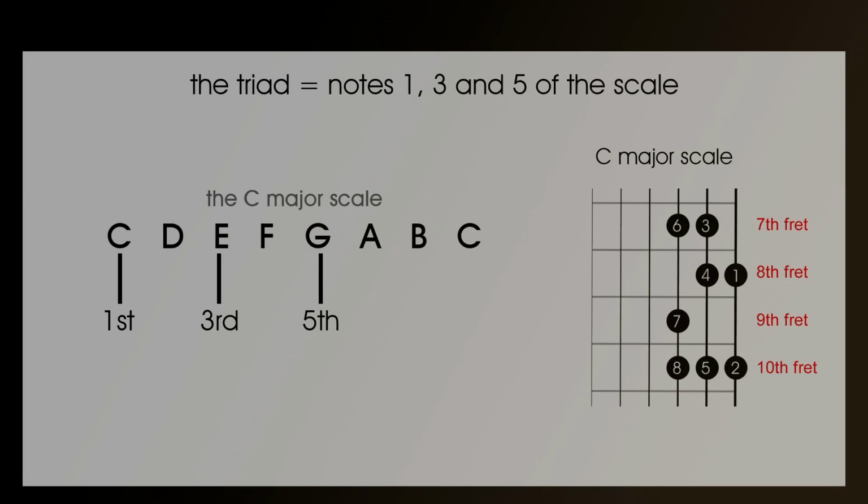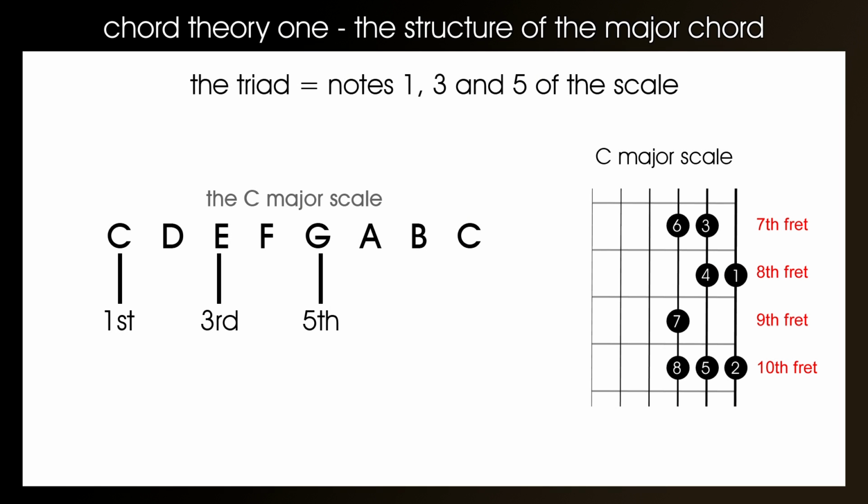Right, let's get into the all-important lesson. The structure of the major chord. Every major chord is made from a thing called a triad. And a triad is 3 notes. The first, the third, and the 5th note of the major scale with the same name as the chord you're trying to create.